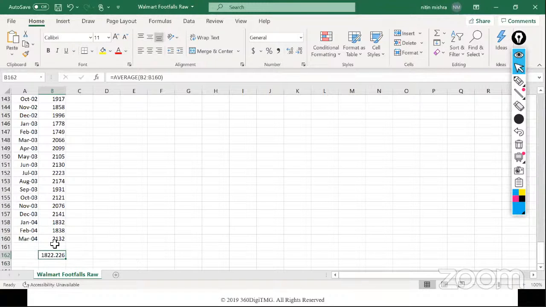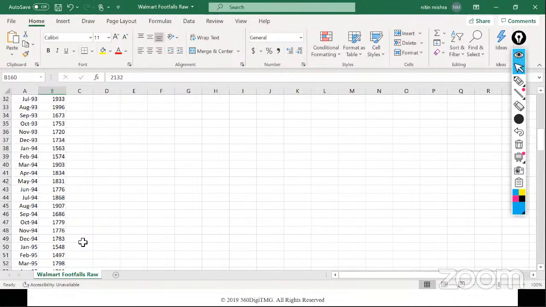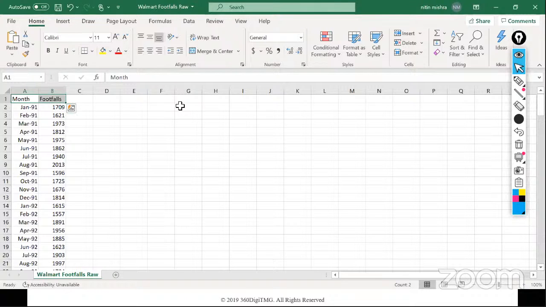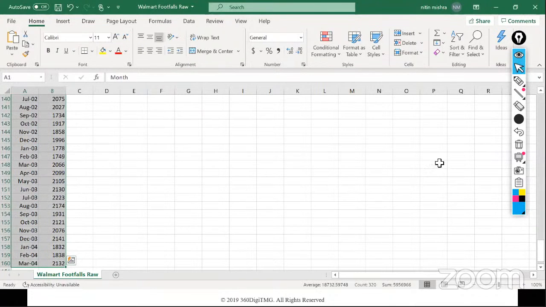This particular Walmart is operating at 1822. It is actually in thousands. So 1822 thousand, that is 18 lakhs, 22 thousand, is what the average it is operating at. All right, that is one thing. Next, what is the next thing we should do now? We should visualize this.